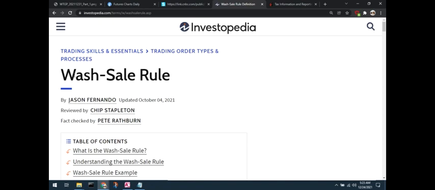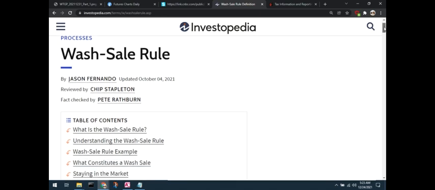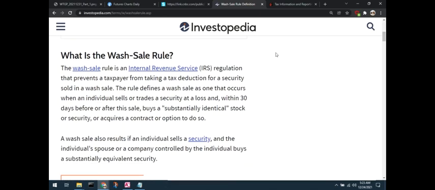Okay, let's very quickly talk about the wash sale rule so that you can position trade appropriately, and also this is why we probably saw most of the tax loss selling abating. I will put this Investopedia article in the description box below, and we can see what the wash sale rule is.